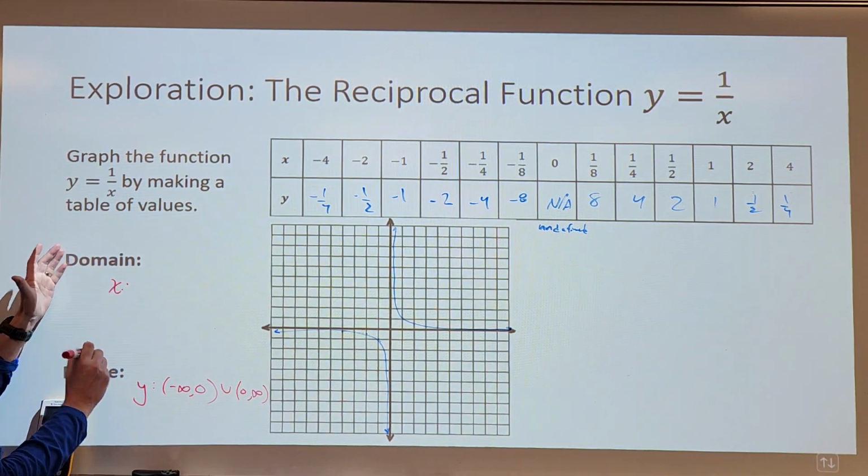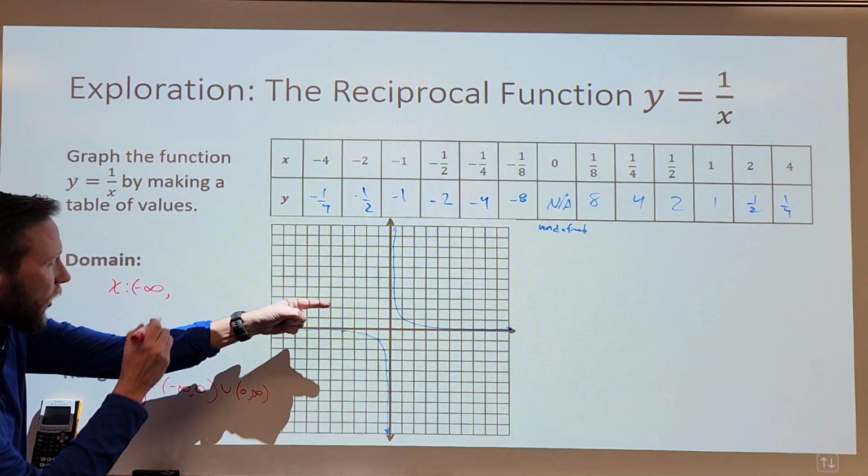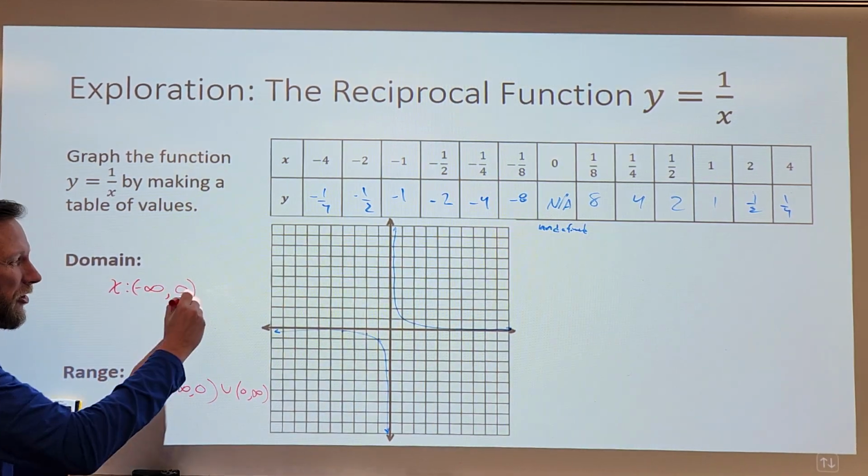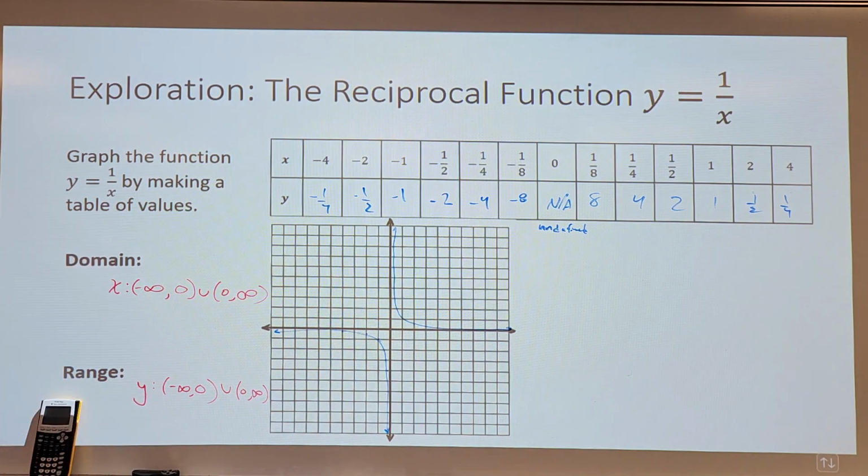With the domain, how far to the left does it go? Well, it goes all the way back to negative infinity, all right? And it gets all the way up to 0, and it gets really close, but it doesn't actually touch 0. And then we pick up at 0 and we go on to positive infinity. So here are your domain and your range.